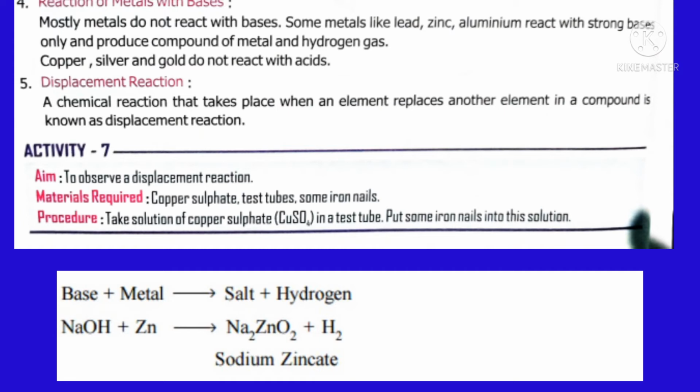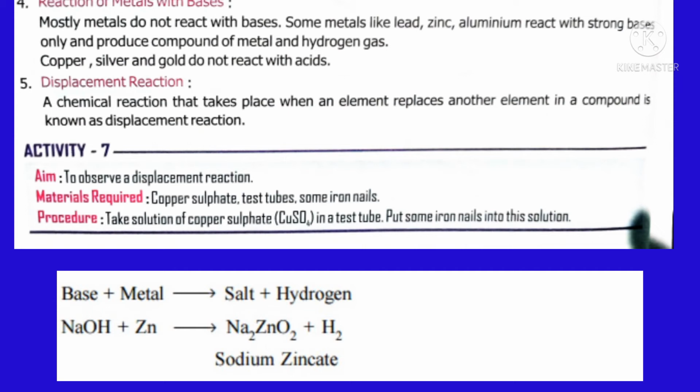Before going into the concept, you should know what bases are. Bases means metal with hydroxide groups, metal with OH. For example, NaOH, KOH, Ca(OH)2, etc. All the metals do not react with these bases. Only a few metals like zinc, lead, and aluminium react with bases like KOH and NaOH.